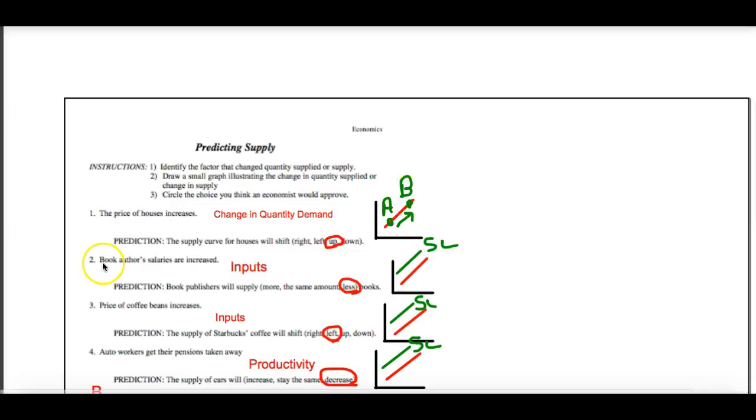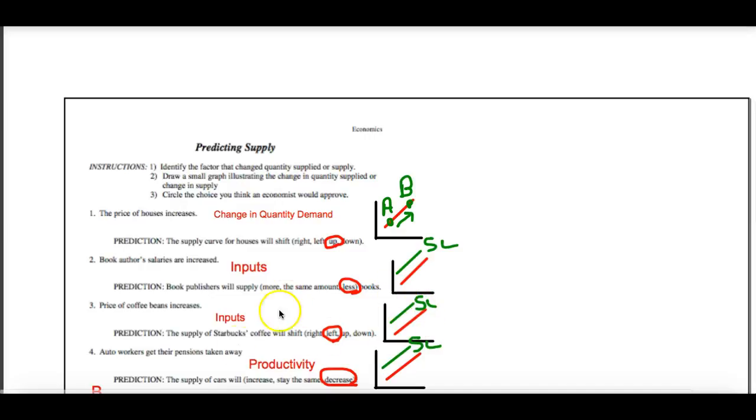Number 2 says book authors' salaries are increased. Book publishers will supply more, the same amount of, or fewer books. We're talking about inputs, because that's one of the inputs that goes into making a book. They'd supply fewer books because that's an increase in the cost of inputs, so it's a left shift that looks like this. Number 3, the price of coffee beans increases. Prediction: the supply of Starbucks coffee will shift right, left, up, or down. Again, coffee beans, Starbucks coffee. This is an input, so this is going to be a left shift.